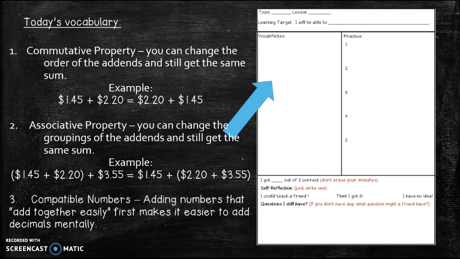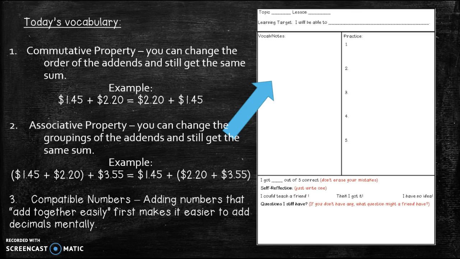Number 1, commutative property. You can change the order of the addends and still get the same sum. That's commutative property. An example would be $1.45 plus $2.20 is the same exact thing as $2.20 plus $1.45. You can change the order, but you still get the same sum.